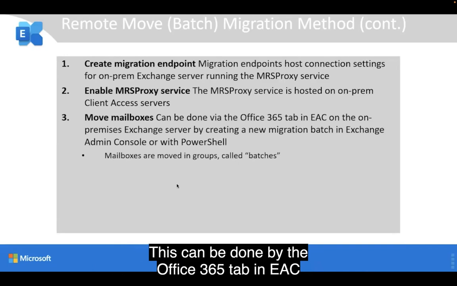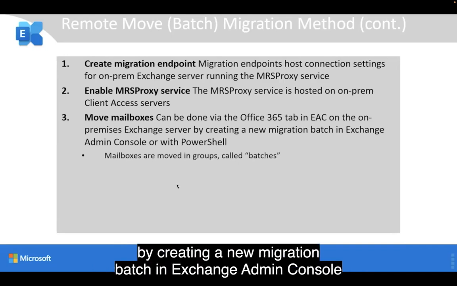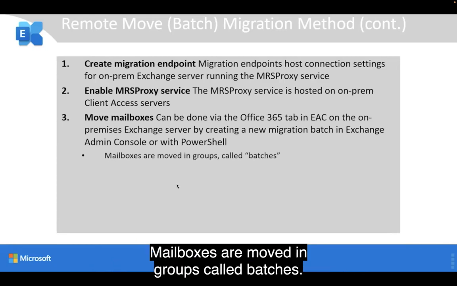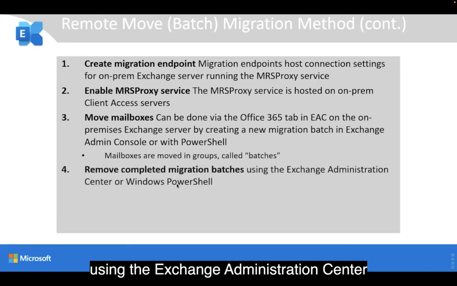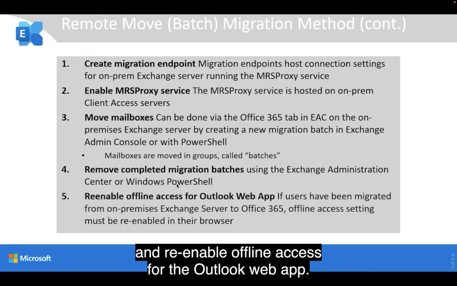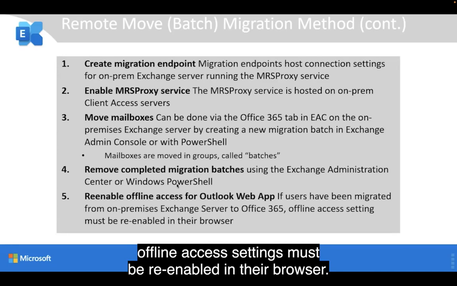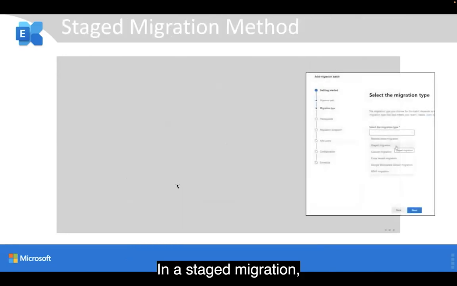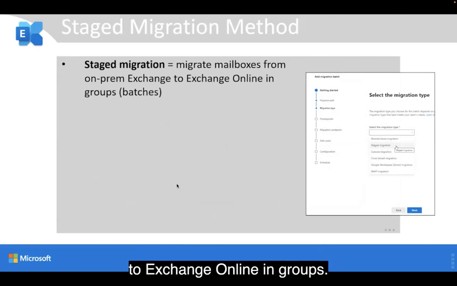This can be done via the Office 365 tab in EAC on the on-premises Exchange server by creating a new migration batch in Exchange Admin Console or with PowerShell. Mailboxes are moved in groups called batches. Then remove the completed migration batches using the Exchange Administration Center or Windows PowerShell, and re-enable offline access for the Outlook web app. If users have been migrated from on-premises Exchange server to Office 365, offline access settings must be re-enabled in their browser.